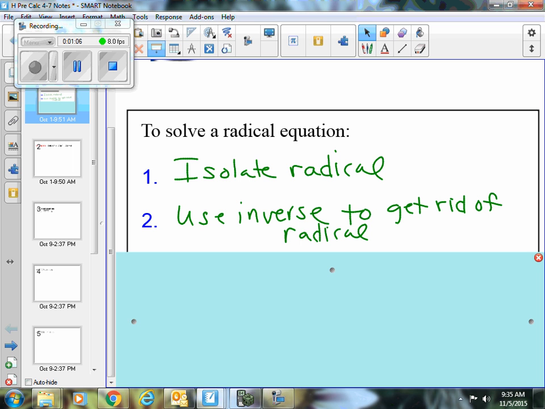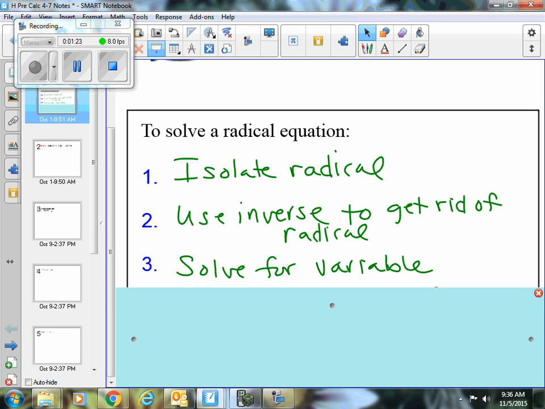The second thing we want to do is use opposite operations, inverse operations, to get rid of that radical. For example, if you have a square root, I would have to square both sides of the equation. If I have a cube root, I would cube both sides of the equation. And then the last thing, after you get rid of those radicals, the variable will be accessible to you. You're going to have a variable in your equation that you can just solve for, doing whatever we need to do.